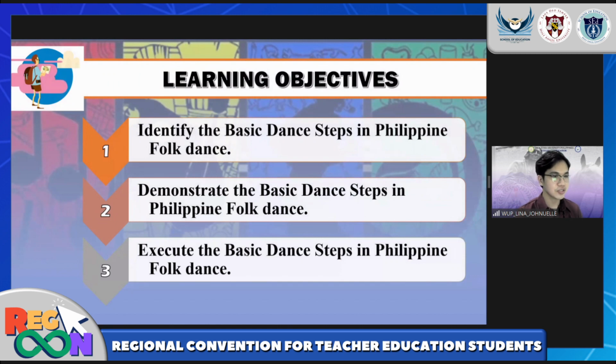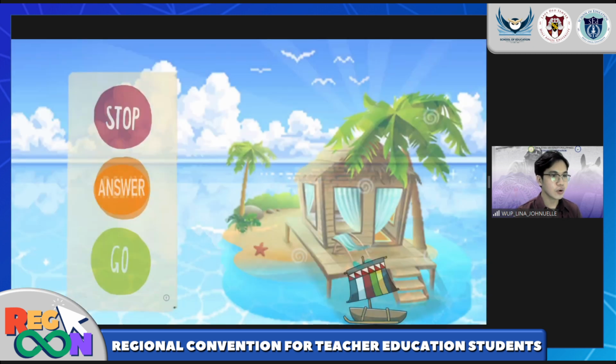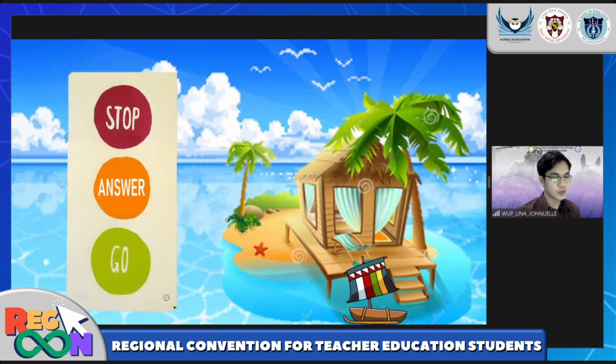After the discussion, the adventure also consists of generalization, which is the game Stop, Answer, and Go. Here, the students will share what they've learned in the discussion through a creative way of assessment.